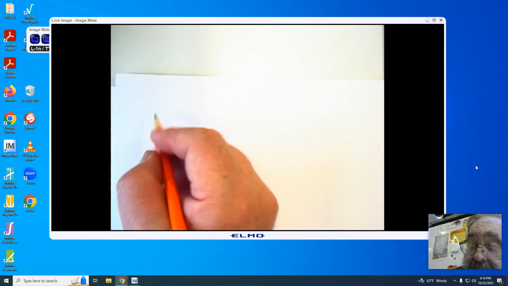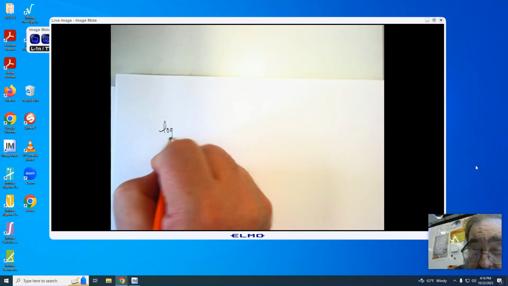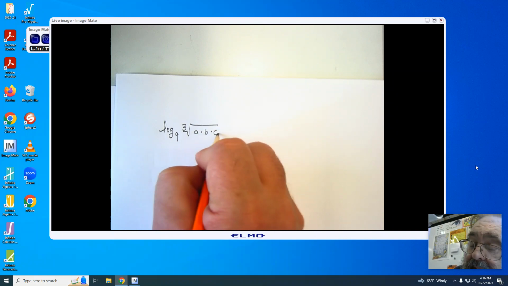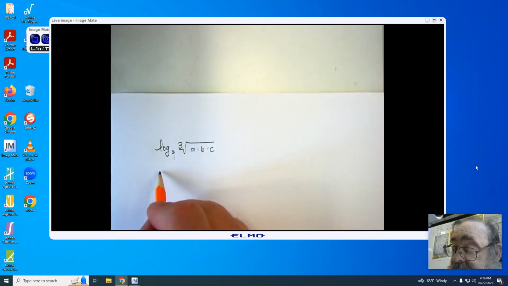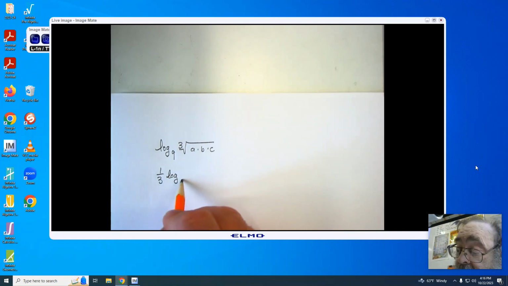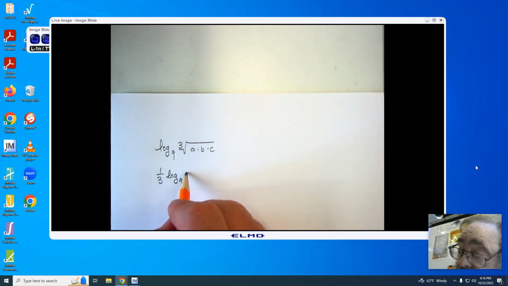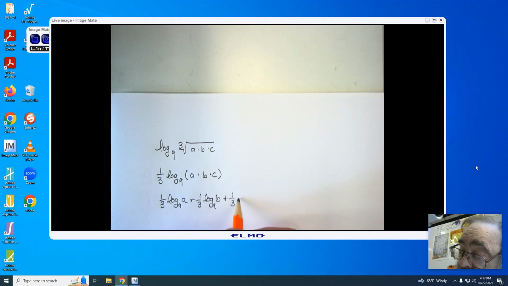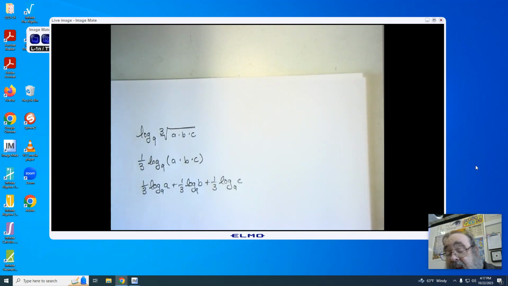Let's take a look at now expanding again. This time, log base 9 of the cube root of a times b times c. Now in this problem, we have that 1/3 moving to the front, or I have to distribute it. This would then give me 1/3 log base 9 of a plus 1/3 log base 9 of b plus 1/3 of log base 9 of c. That would be my answer.